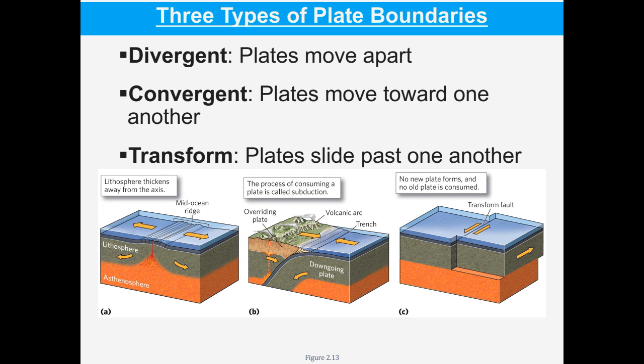We have the divergent boundary. You can see here the plates are moving away from each other. We have the convergent boundary, where the two plates move closer to each other. And also we have what we call the transform boundary, where the plates move side by side. So let's focus on the divergent boundary.